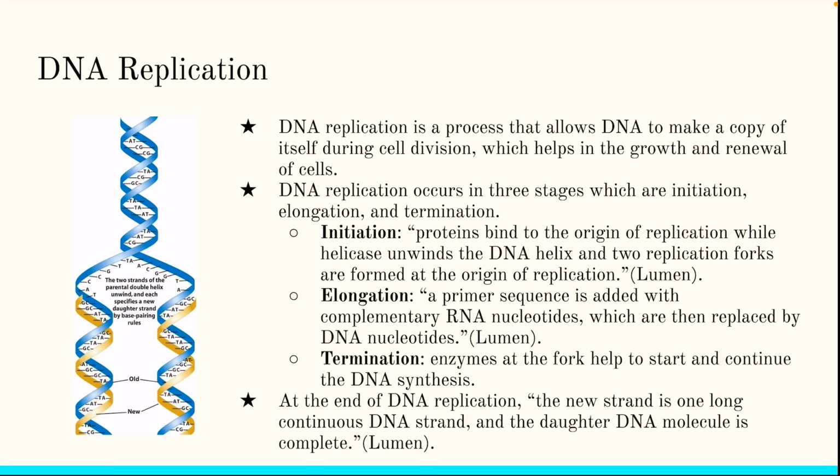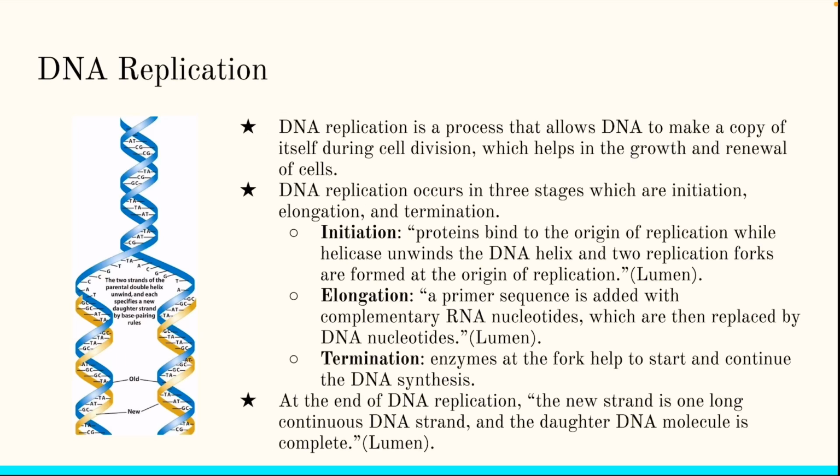DNA replication is a process that allows DNA to make a copy of itself during cell division, which helps in growth and renewal of cells. It occurs in 3 stages, which are initiation, elongation, and termination. During initiation, proteins bind to the origin of replication, while helicase unwinds the DNA helix and 2 replication forks are formed at the origin of replication.